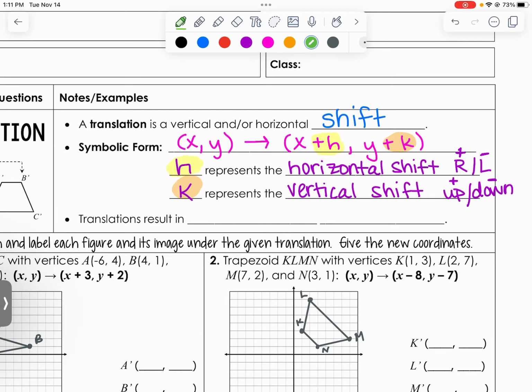Okay, now when we do a translation, we are going to have our beginning and our end shape be congruent figures. So they're going to be the exact same size. That is what links what we were doing Friday.